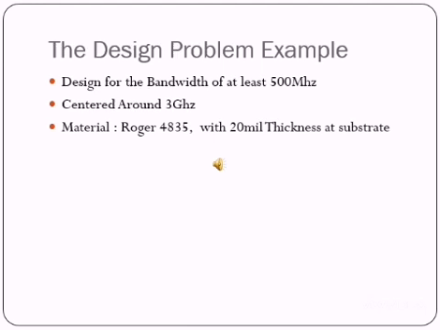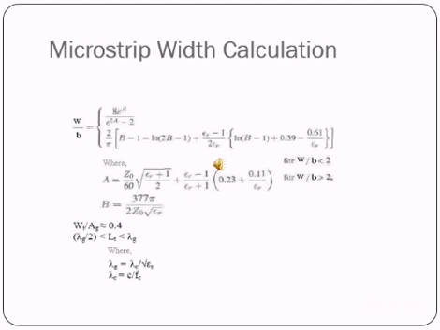The band pass problem example. Here we have to create a design for a bandwidth of at least 500 MHz, centered around 3 GHz, and the material used is Rogers 4835 with 20 mm thickness of substrate. For microstrip width calculation, we have used this equation to find the widths of different impedance lines in the shown structure. Then outputs were taken.